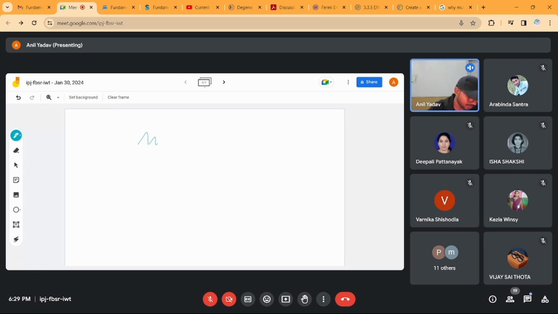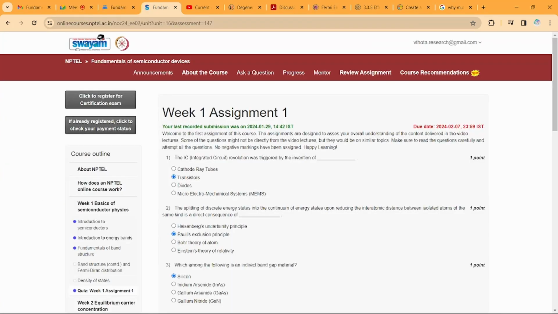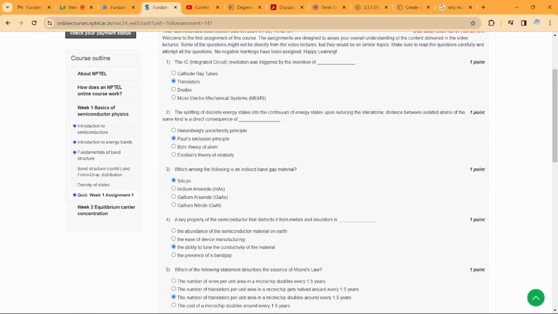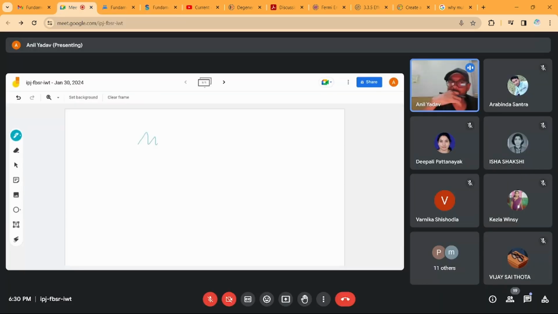So in the next question, it is written: the splitting of the discrete energy states into the continuum of energy states upon reducing the interatomic distance between the isolated atoms of the same kind is a direct consequence of what? Okay, so there is a splitting of the energy levels, right?